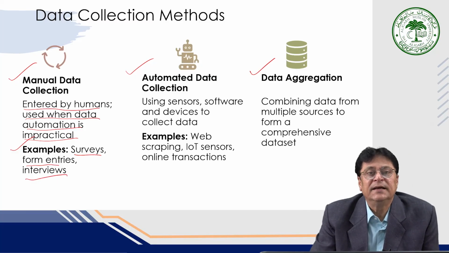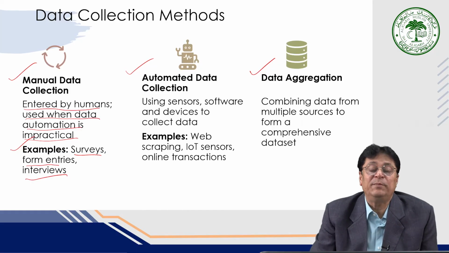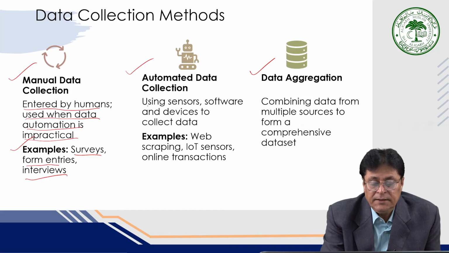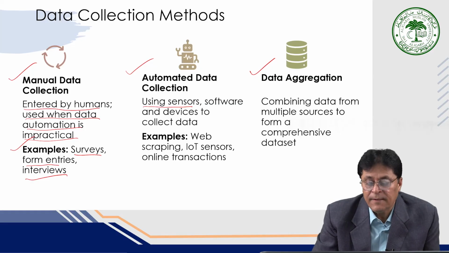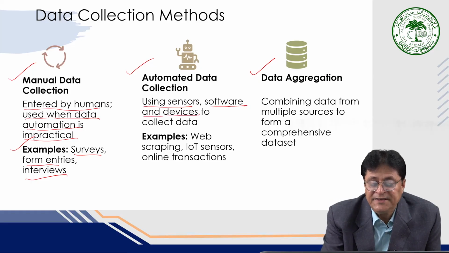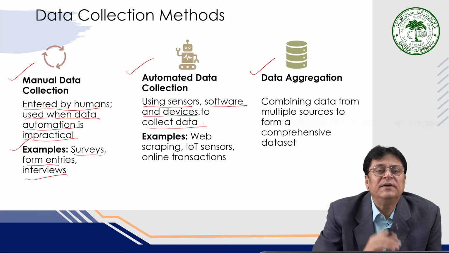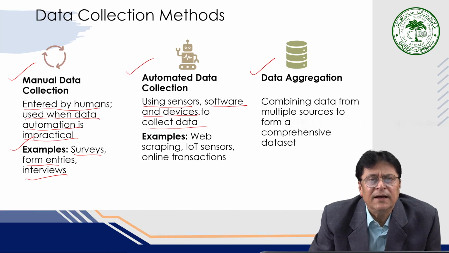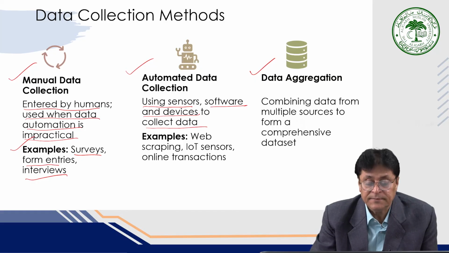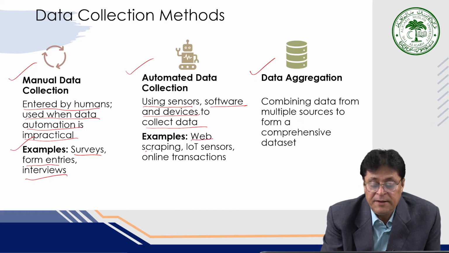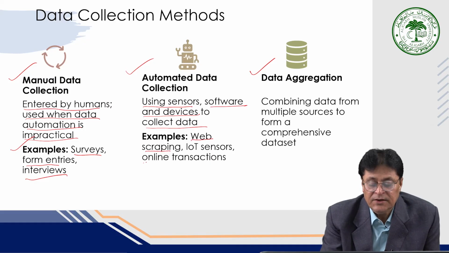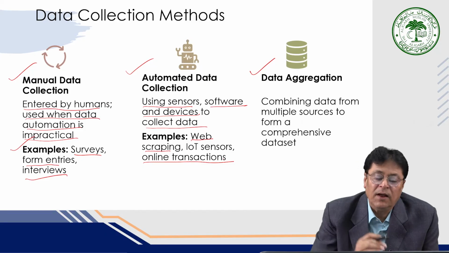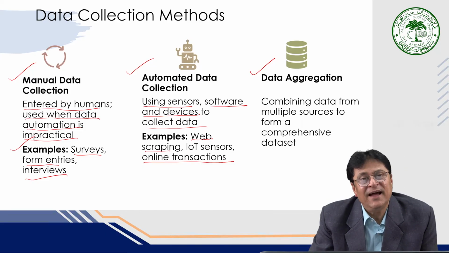Next is automated data collection, where we make use of automated tools. This may be done using sensors, which are very common these days, and software and devices to collect data, like we are making use of Google Forms to collect data. Likewise, there are other advanced methods as well. Examples are web scraping, IoT, meaning Internet of Things sensors, and online transactions. These are all examples of automated data collection.